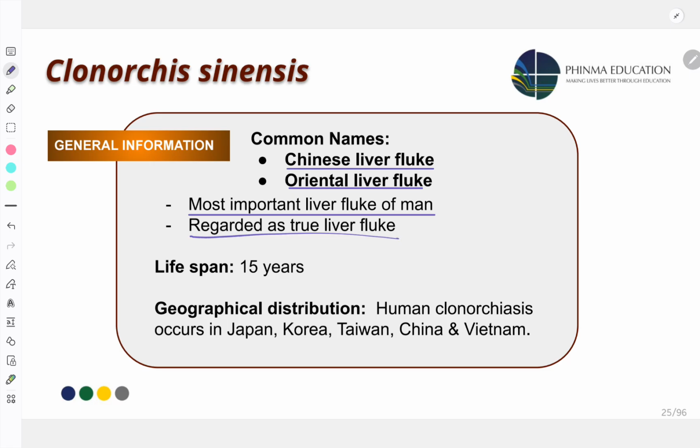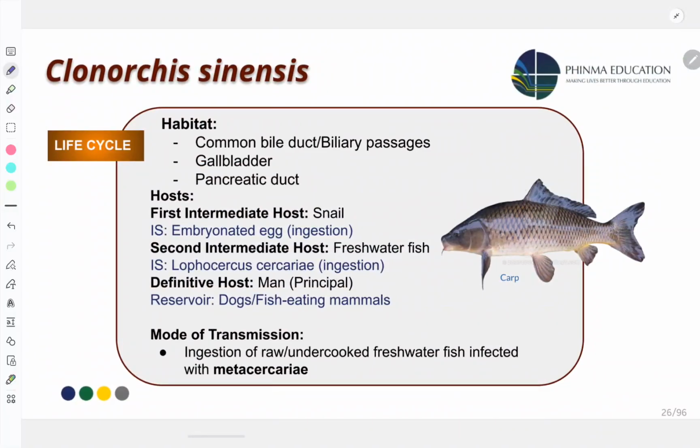So it is regarded as a true liver fluke. So lifespan of 15 years. So possible na mabuhi ang parasite within your liver for 15 years after infection. So human infection of your Clonorchis is distributed or can be found in Japan, Korea, Taiwan, China, and Vietnam. Mao gitawag siya nga Oriental liver fluke as it's found in the Orient.